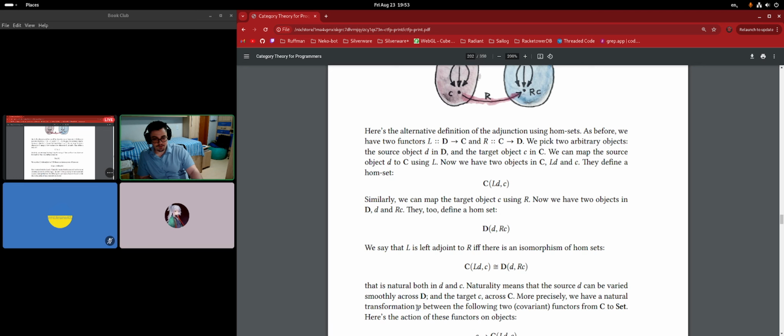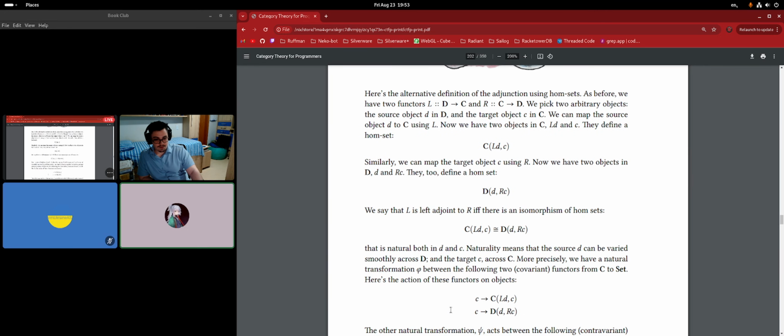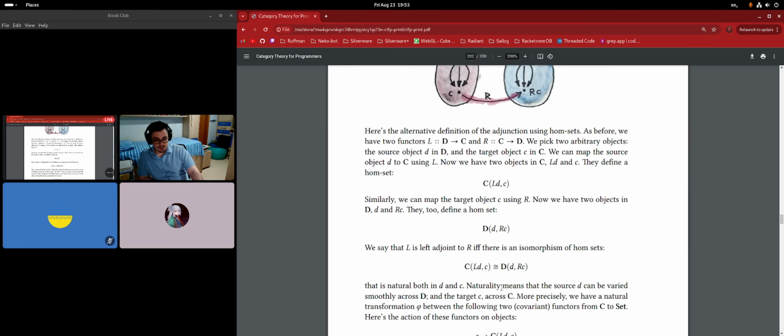I don't remember this one as well. That's between phi, or phi, depending on how you want to pronounce it, between the following two covariant functors from C to Set. Here's the action of these functors on objects. So why does it need to be natural on both D and C? Because they are arbitrary objects. They are not fixed.